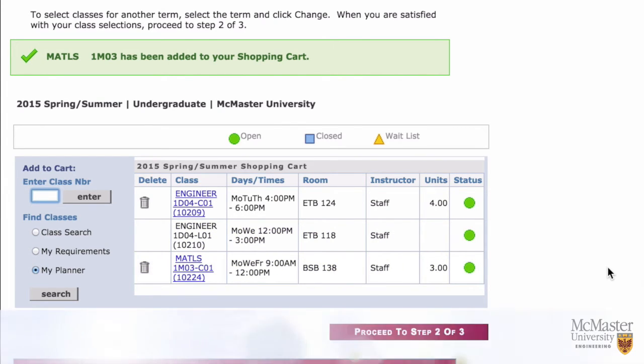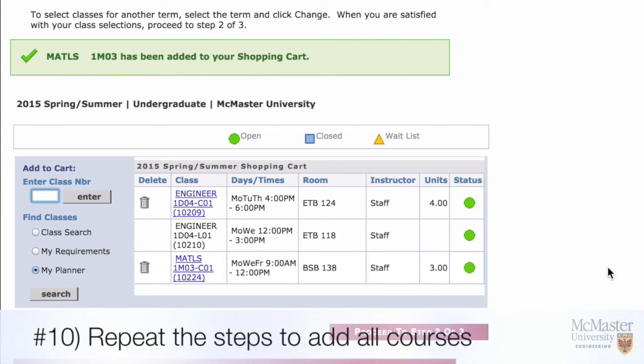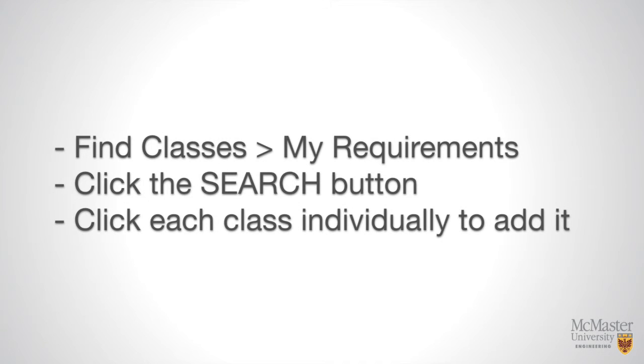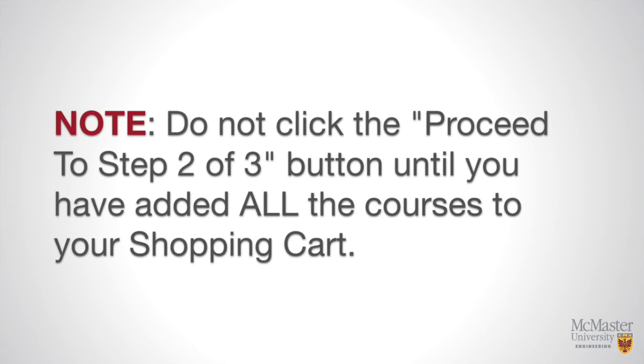Step 10. Continue adding required courses to your shopping cart by repeating the previous steps. Selecting My Requirements under Find Classes, clicking the Search button to show a list of all the classes, and then selecting each class individually so you can choose your core, lab, or tutorial sections and adding them into your shopping cart. Note: do not click on the Proceed to Step 2 of 3 button yet until all of the courses that you want to enroll in are in your shopping cart.